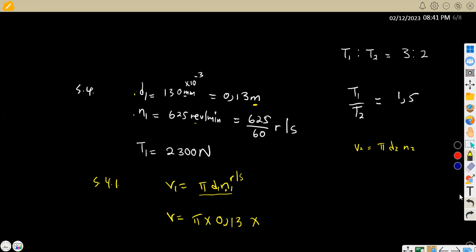But if you are to work with this revs per second, you're going to write it as 625 over 60, like this. It's one and the same thing, guys, everything over 60. So use your calculator properly. You are going to obtain something like 4.254, which is the speed in meters per second. That's the belt velocity.